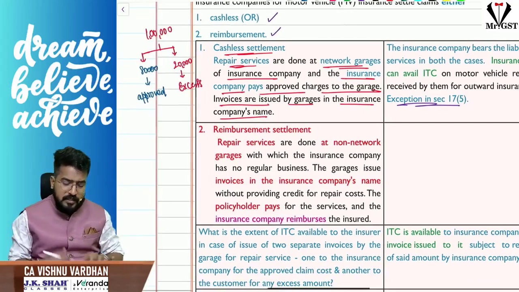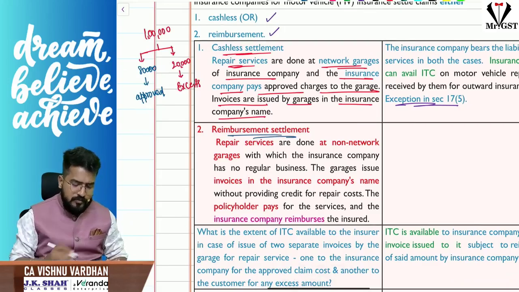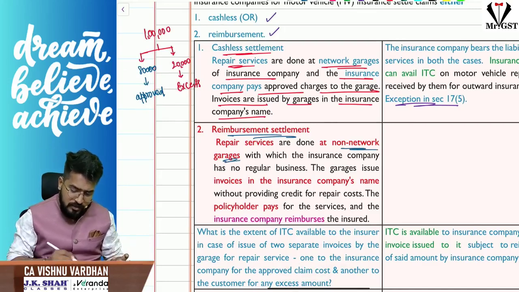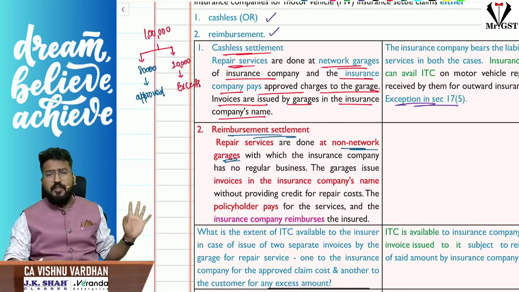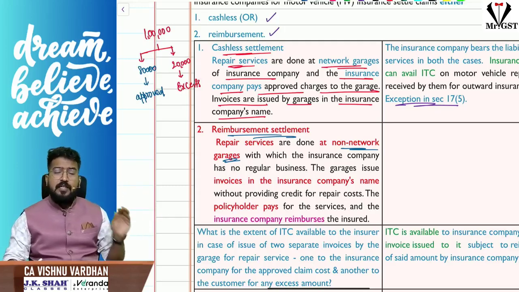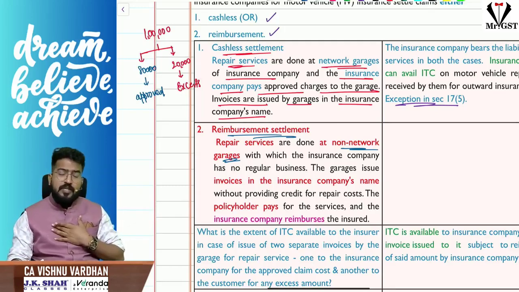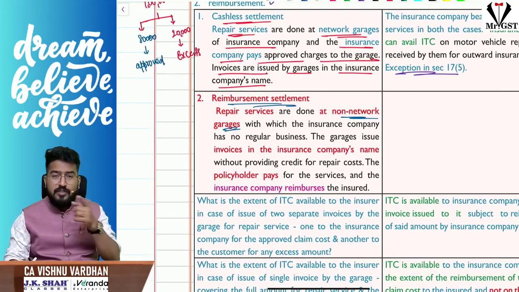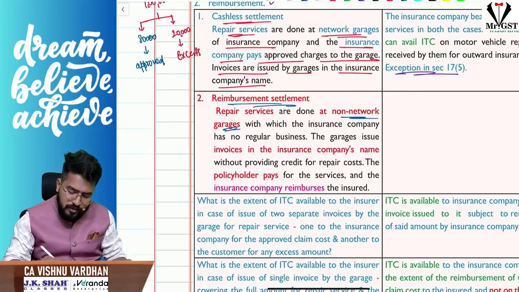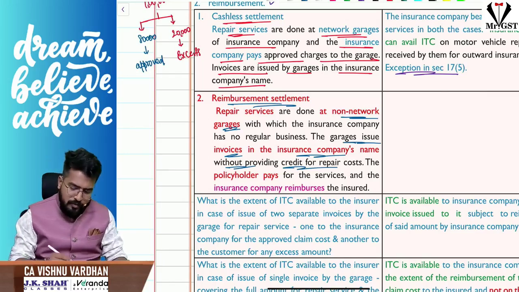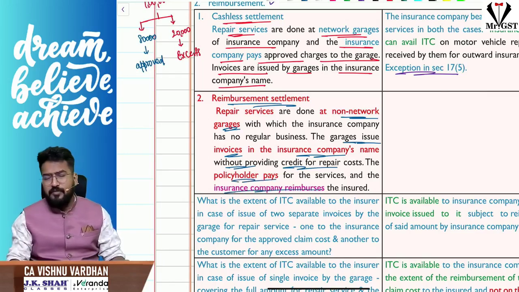The other way is the reimbursement. That means, sir, I will take the vehicle to a non-network garage with whom the insurance company doesn't have any MOU. Now I will pay the full amount, whatever is there, and I will give the bill to the insurance company. The insurance company will reimburse me. But here the interesting thing is, sir, the bill should be in the name of the insurance company, then only the insurance company can take ITC of that. So the garage issues the invoice in the insurance company's name without providing credit for repair cost. Policy holders will pay it and take reimbursement from the insurance company.